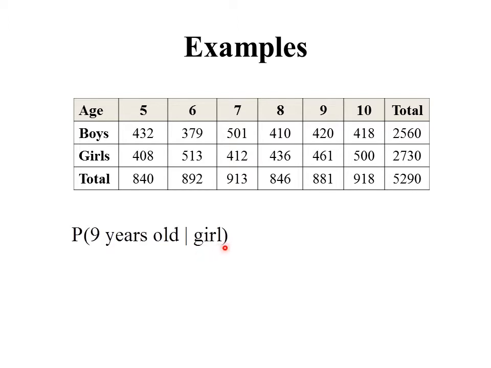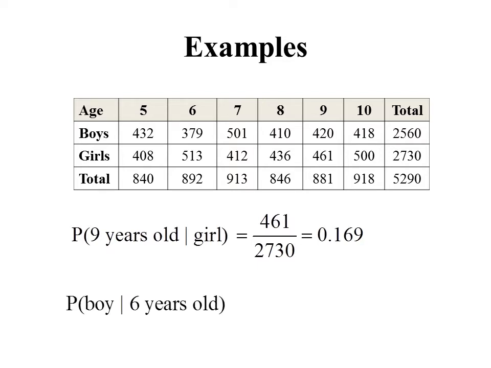We know that we're dealing with girls only, so we're not dealing with the 5,290 people in general in our population. We're only dealing with these 2,730 girls. So when we calculate this probability, that number 2,730 is going to become our denominator. The numerator is the number of children in that set of girls that are 9 years old, which is this number right here, 461. So this is the number of 9-year-olds who are girls divided by the number of girls. We do that arithmetic and we get 0.169.